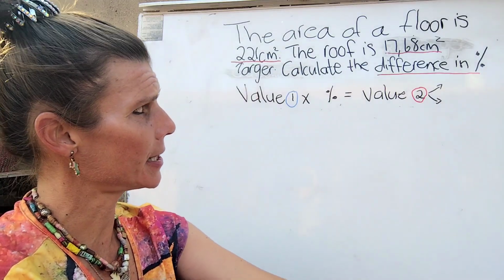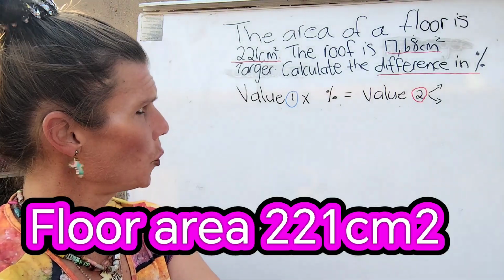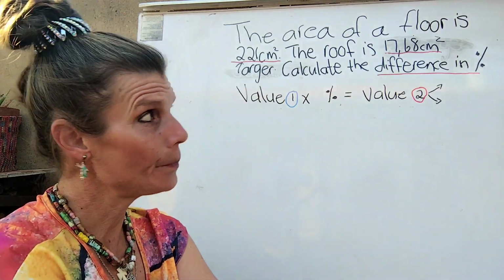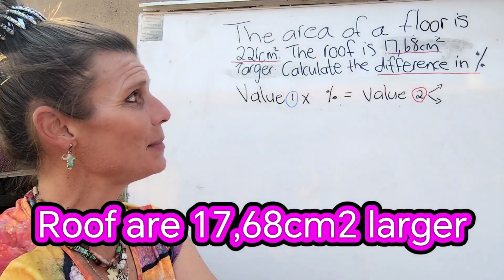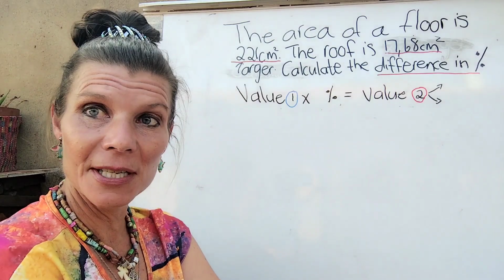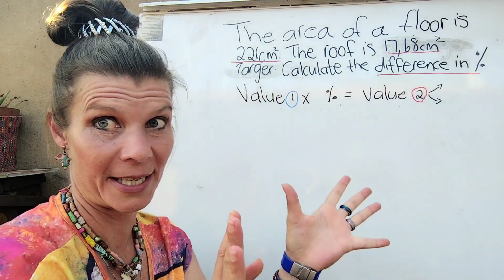Now let's take this example. The area of a floor is 221 centimeters square. The roof is 17.68 centimeters square larger. Calculate the difference in percentage. That's a classic question that you will get.